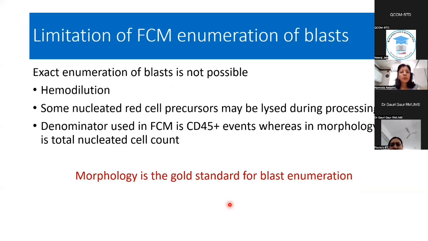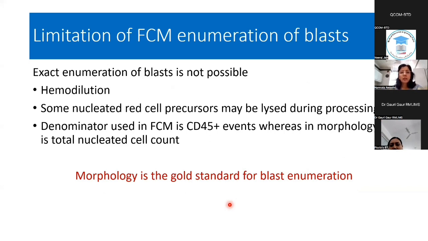But then there are limitations of flow cytometric enumeration of blasts. What are the limitations? The exact enumeration of blasts is not possible because the sample is hemodiluted. Whenever we are aspirating marrow, we are aspirating out some blood along with it. So the sample is hemodiluted.